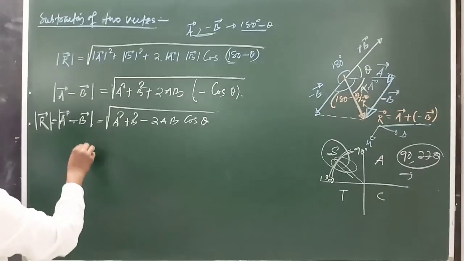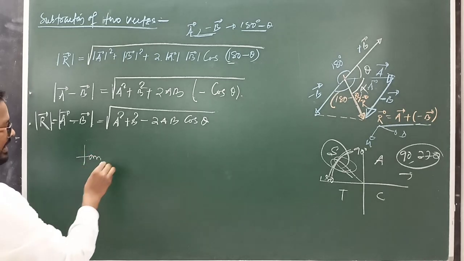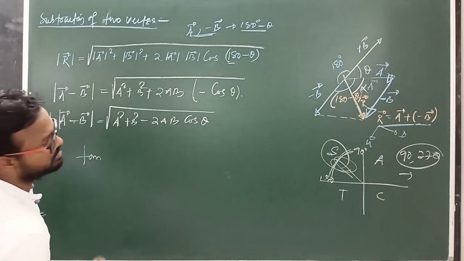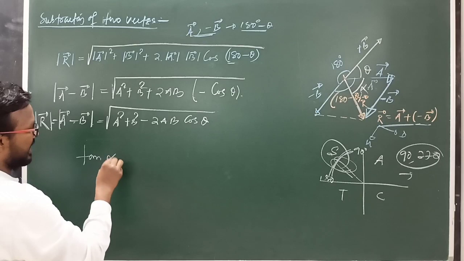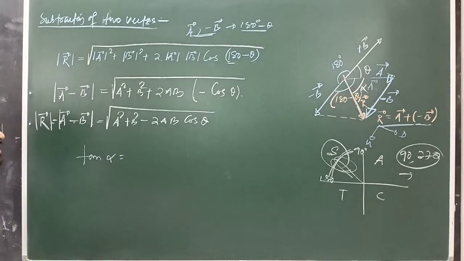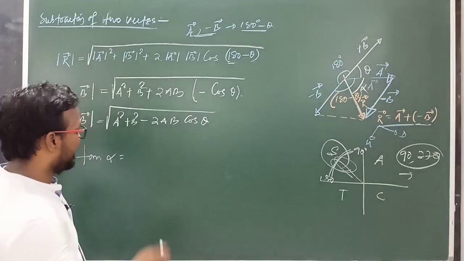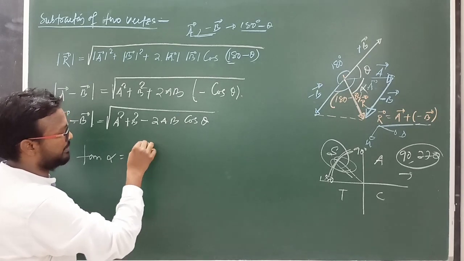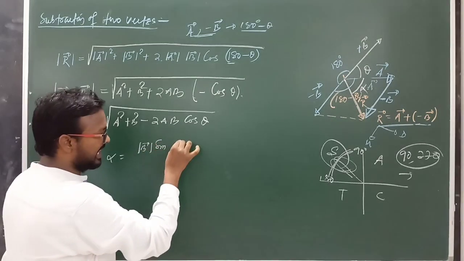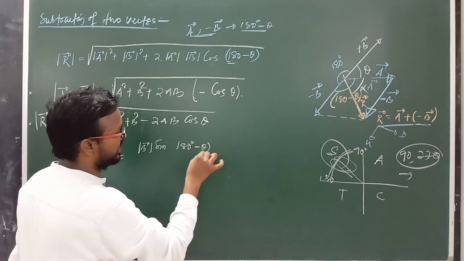So now using tan, you can use the tan function here. So tan alpha is equal to again b sin theta, means magnitude of b sin theta. Theta is here 180 minus theta.